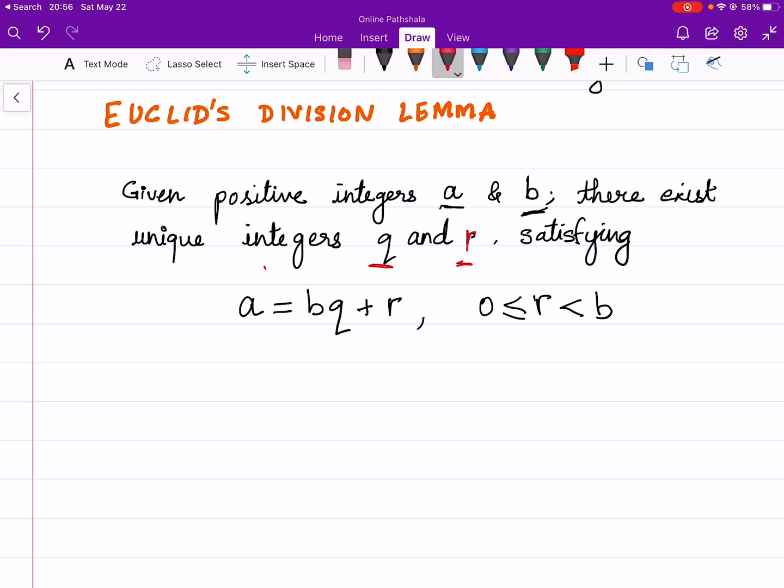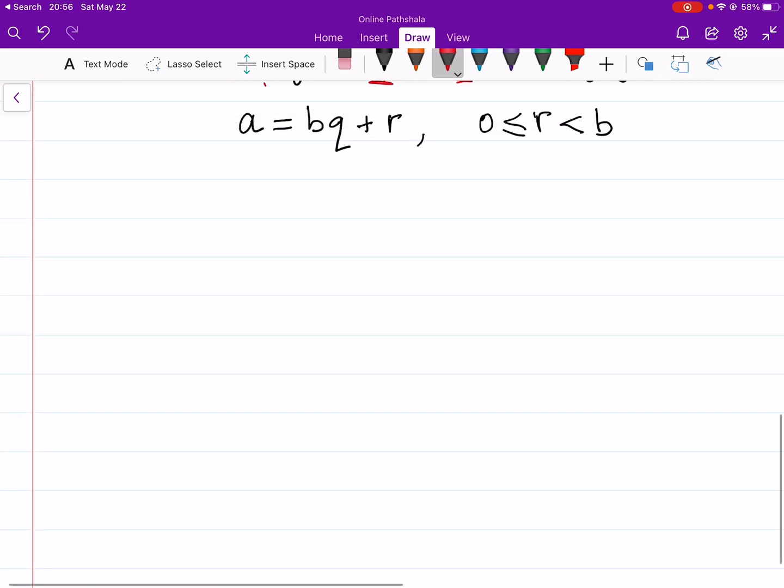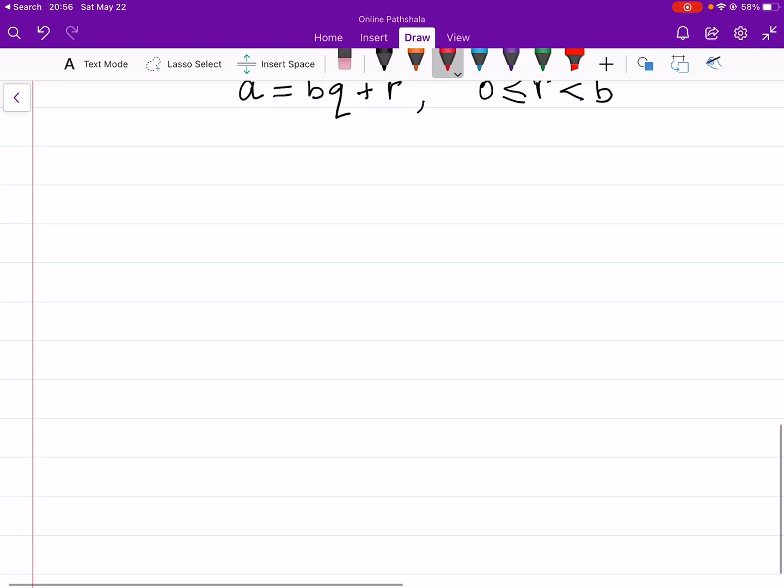Now this is a mathematical statement of the lemma. Let us try to unpack this and understand what this really means. So let's take some examples to appreciate the intuitive understanding of this lemma. Let's take three pairs of numbers. The first one is 17 and 6. Second pair of numbers is 5 and 12. And third pair of numbers is 20 and 4.